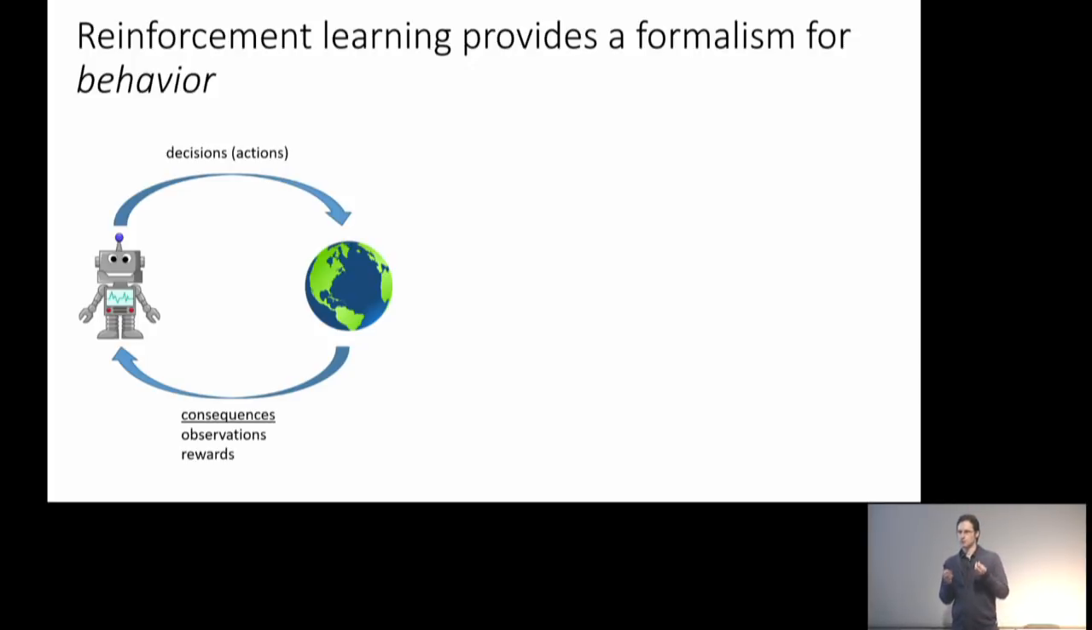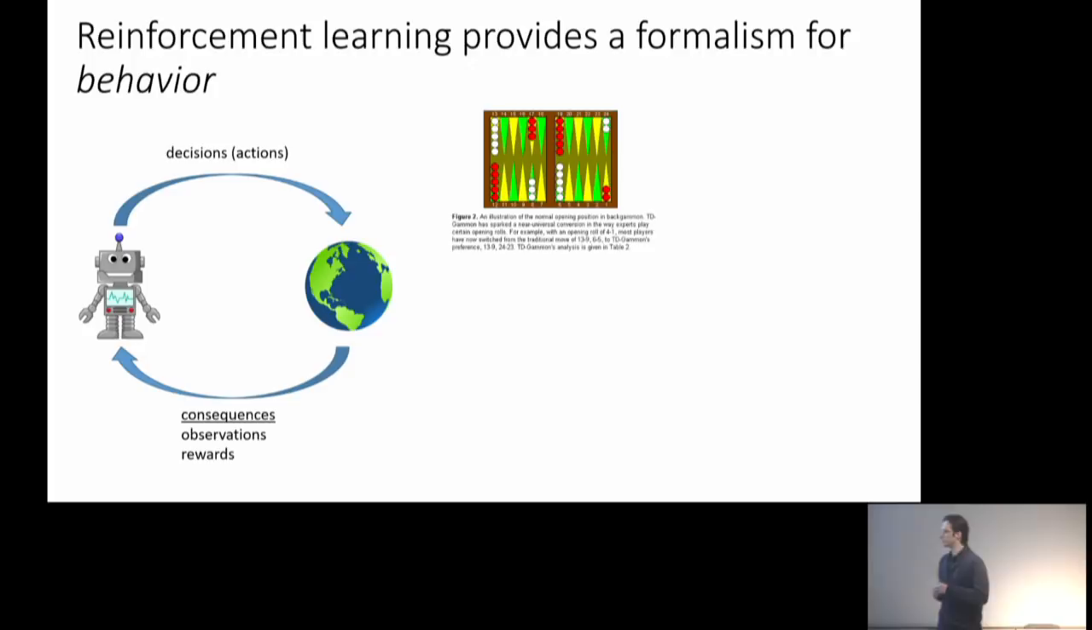Now, the combination of reinforcement learning methods with deep network or neural network representations is something that has been around for a very long time. In fact, some of the first big successes in reinforcement learning came from the combination of reinforcement learning and neural networks. How many of you are familiar with TD Gammon? Raise your hand if you've heard of TD Gammon before. Okay, so not very many of you.